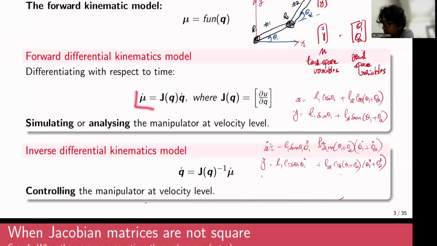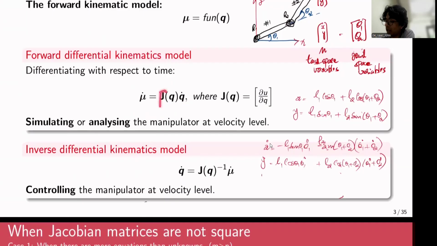We call this expression the forward differential kinematic model, where if you know the velocities in joint space, theta1 dot and theta2 dot, and multiply them by this Jacobian matrix, you will get the velocities in the task space. This is the forward differential kinematic model. It is very similar to the forward kinematics, or the forward geometric model, that we have seen in the previous weeks.